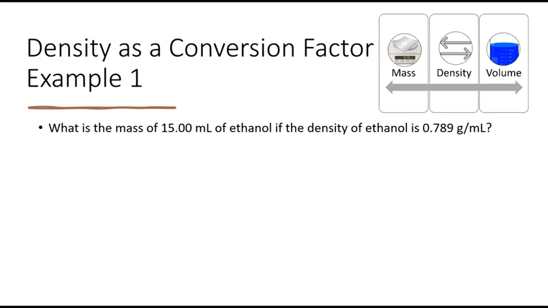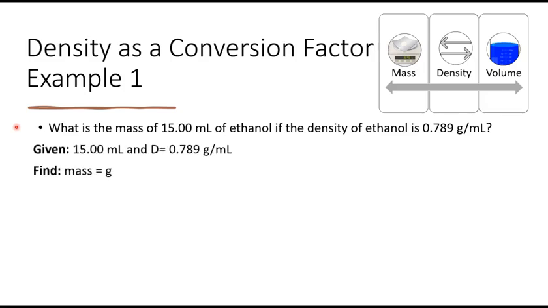Density as a conversion factor, example 1. Density relates mass and volume. Therefore, if we know density and we know mass, we're able to find volume by using density as a conversion factor. Or if we know volume and density, we can find mass, again, by using density as a conversion factor. Let's do an example. What is the mass of a 15.00 mL volume of ethanol if we have the density of ethanol as 0.789 grams per mL?